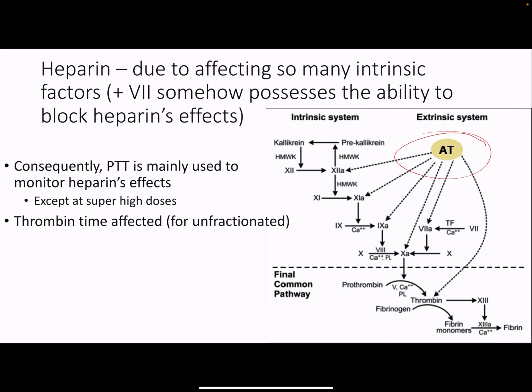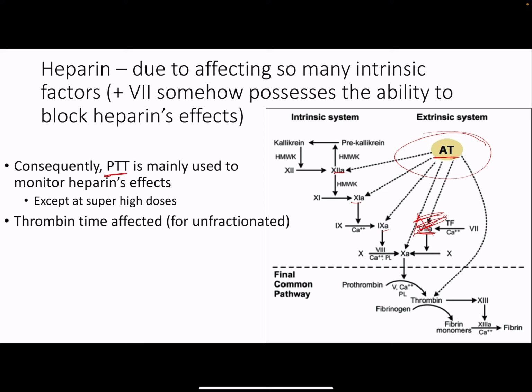So back to heparin. So this antithrombin 3 is going to be activated by heparan sulfate, or the medication heparin, or the heparin released by the mast cells. And it deals with all of these fun things, but it deals a little bit more with the intrinsic pathway. It does deal with 7, but in a way that I don't fully understand. 7 has a way to block the effects of heparin. So this is less relevant for factor 7.